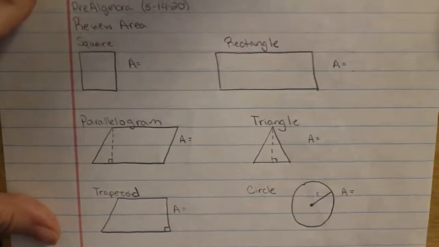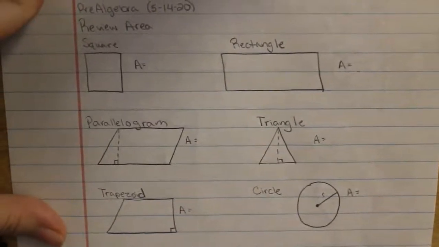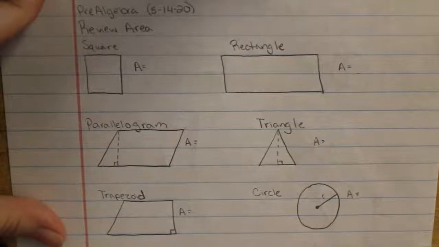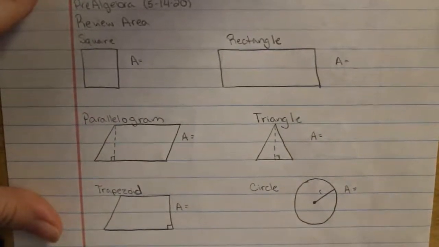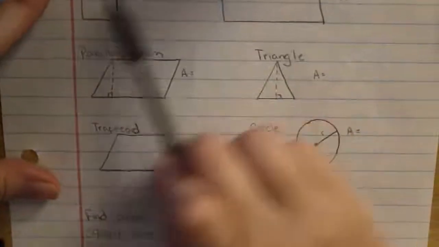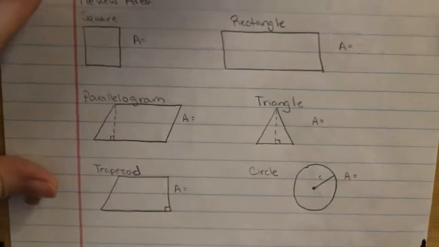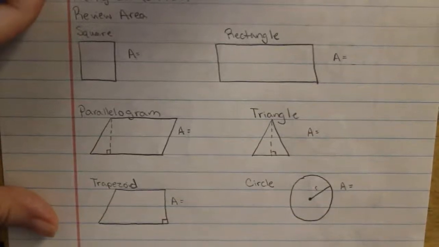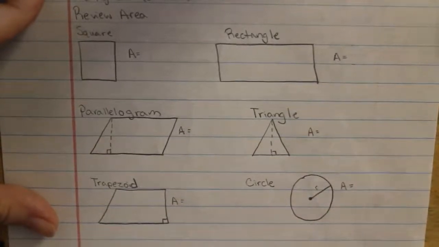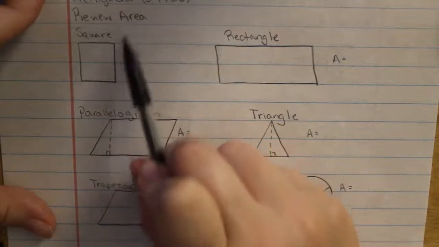For pre-algebra today, we are continuing some reviews of problems that you guys got. I'm not worried about y'all with this. So what we're gonna do here is you can see I have all the different shapes. I didn't pick everything that you learned, but I picked some of the basics. So we're talking about area today.